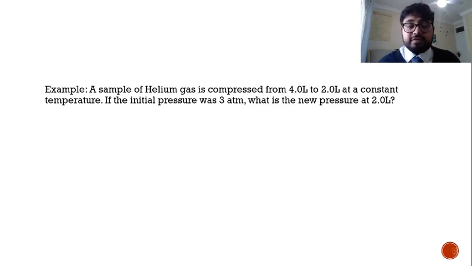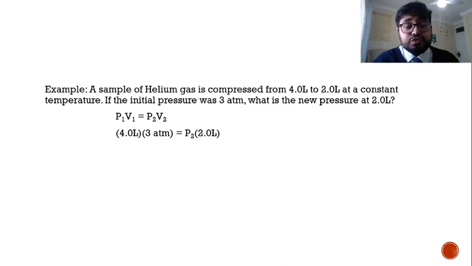Okay, so the first thing we're going to do is we're going to write out our equation, and that's P1V1 equals P2V2. Now we're going to substitute our values. That is 4 liters because it was compressed from 4 liters to 2 liters, which means our volume is decreasing. So that's 4 liters times 3 atmospheres equals P2, which is what we're calculating, multiplied by 2 liters. And we rearrange the formula to get P2 as the subject.